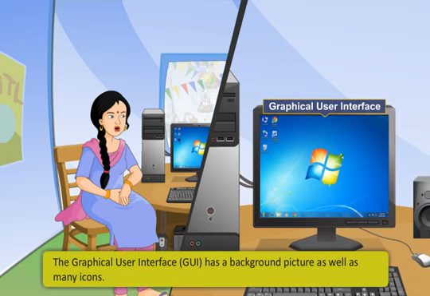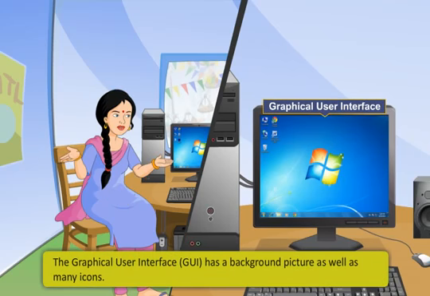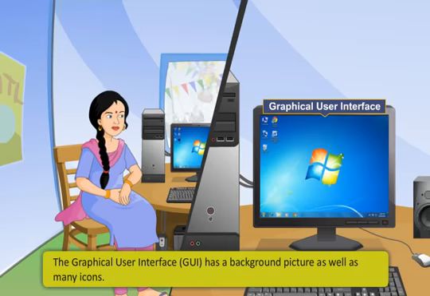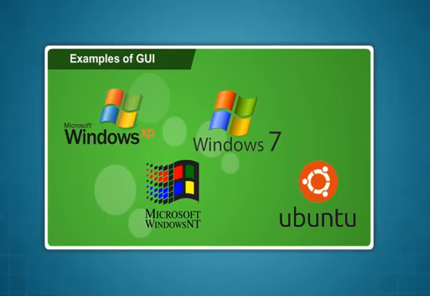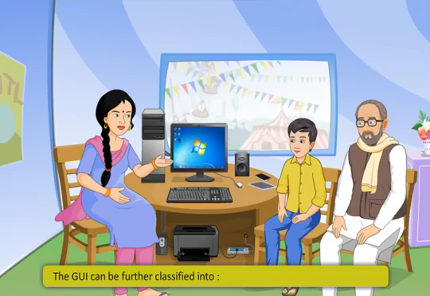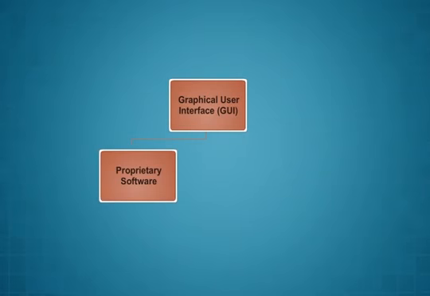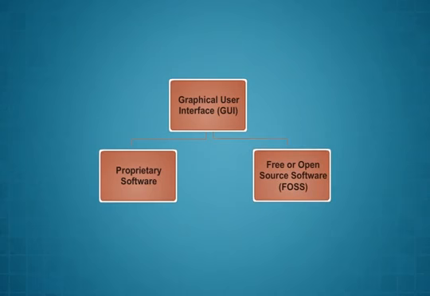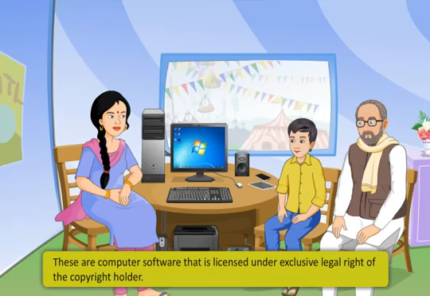A graphical user interface has a background picture as well as many icons. Examples of GUI are Windows XP, Windows NT, Windows 7 and Ubuntu. The GUI can be further classified into proprietary software and free or open source software.